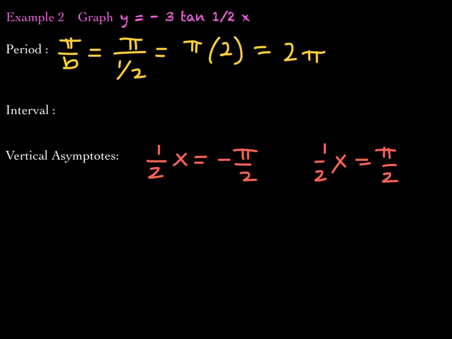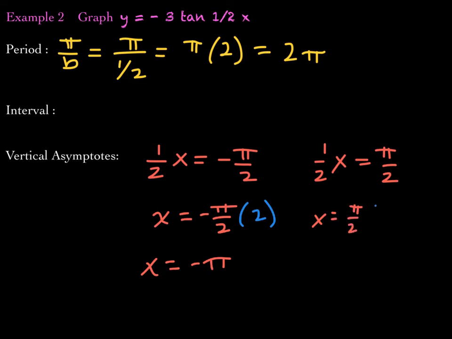Now the way I'm going to solve for x for each of these is by multiplying both sides by 2. So you're going to see me do that now. And you get here that x is equal to negative pi. There's one vertical asymptote. The other one will be located whenever pi over 2 is multiplied here by 2, and you get x equal to pi. So these are your two vertical asymptotes, right? These are the two locations where the function is undefined.